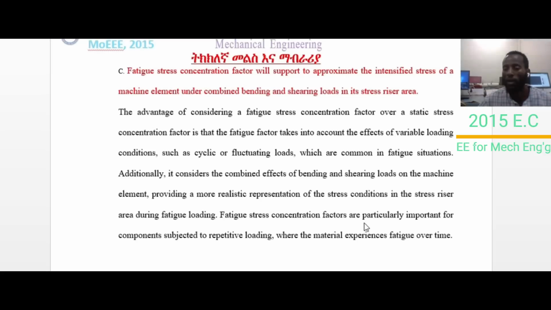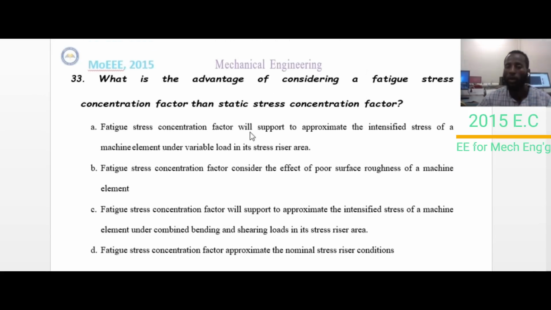And this fatigue stress concentration factor is particularly important for components subject to repetitive loading, where the material experiences fatigue over time. So this is the reason why we prefer this fatigue stress concentration factor. So the advantage of considering fatigue stress concentration factor than static stress concentration factor is that this fatigue stress concentration factor will support to approximate the intensified stress of a machine element under combined bending and shearing load in its stress riser area. So this is the correct answer. This is the correct reason why we consider this fatigue stress concentration factor rather than the static stress concentration factor.